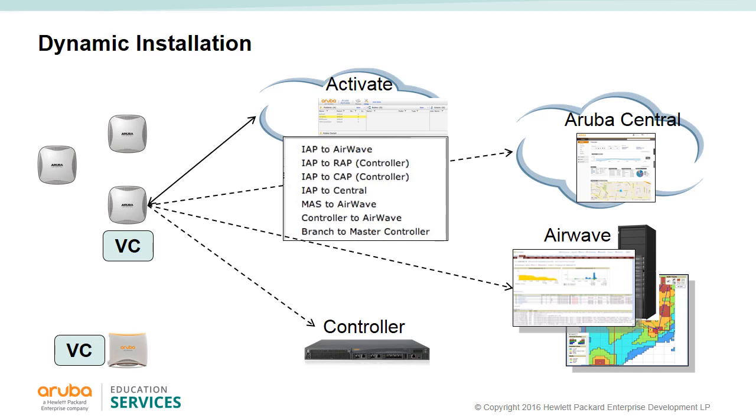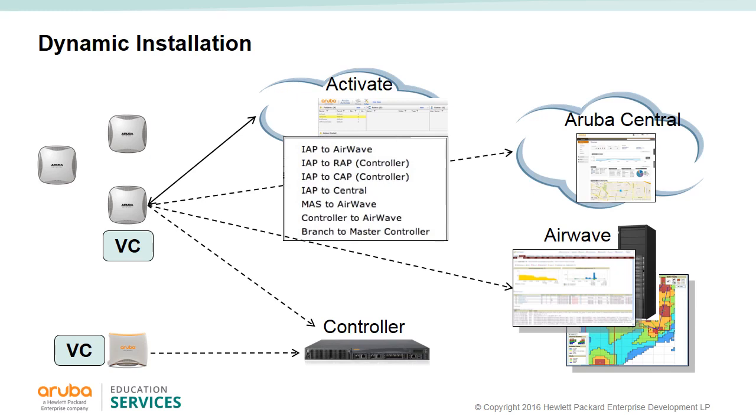IP to RAP is mostly used by RAP 3s, RAP 109, RAP 155 to convert them from IPs to RAPs. The Activate process will also tell the RAP the controller's IP address and the AP group this RAP belongs to. Someone installing this RAP at home would only need to connect the RAP to a modem at home with internet access, and the RAP would automatically come up with the proper SSIDs, authentication, and encryption.